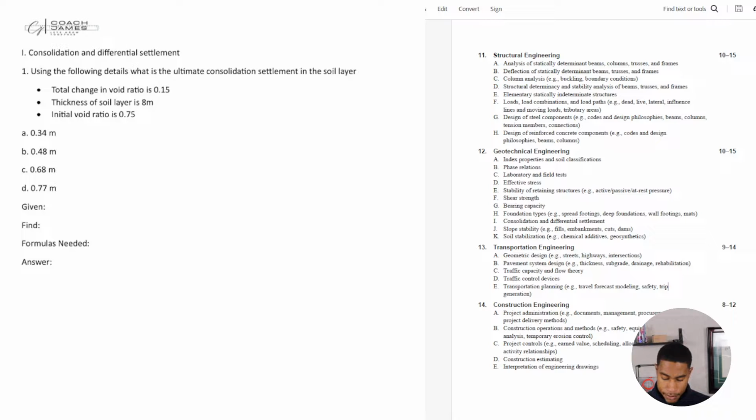All right, so number one says, using the following details, what is the ultimate consolidation settlement in the soil layer? Total change in void ratio is 0.15. Thickness of soil layer is 8 meters, and the initial void ratio is 0.75.